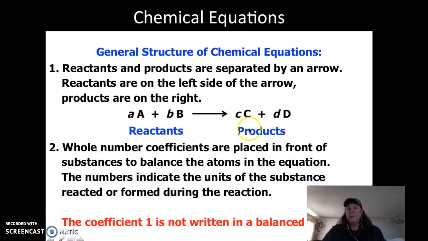Okay, so you don't have to write a 1, but you have to write the other ones. And the thing to remember is you're multiplying. You're not adding, you're multiplying when you put a number in front.